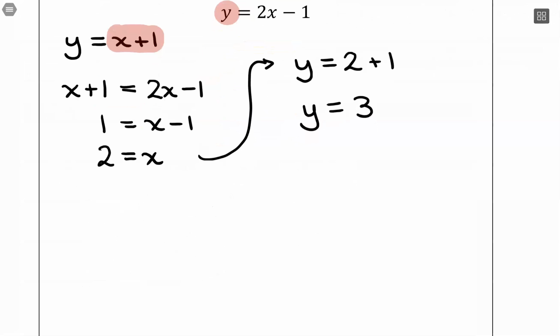So now we have our complete coordinate. I would say the solution is (2, 3).